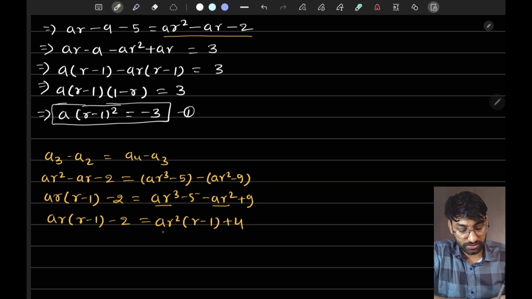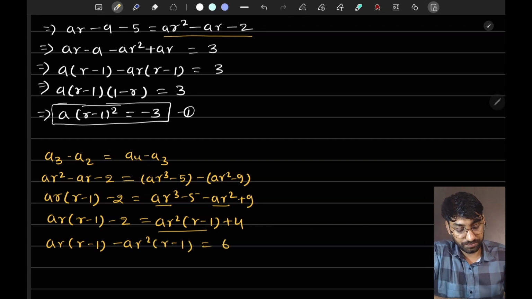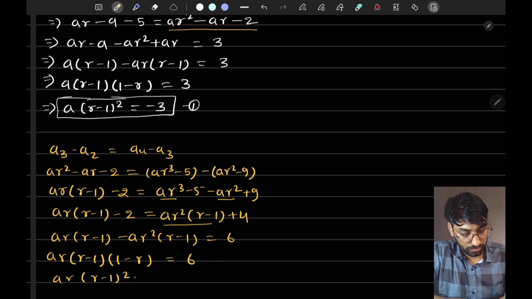Take this one to this side. So I will get AR into R minus 1, and this will become minus AR square into R minus 1, and here I will get equal to 6. Now take AR into R minus 1 common. So here I will get 1 minus R equal to 6. It means AR into R minus 1 the whole square equal to minus 6.